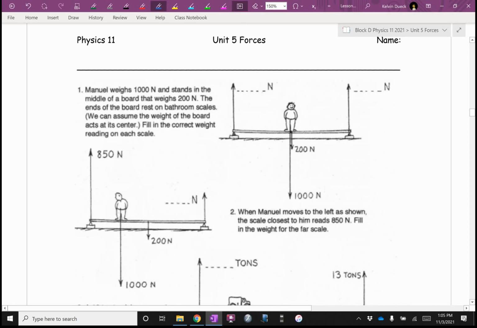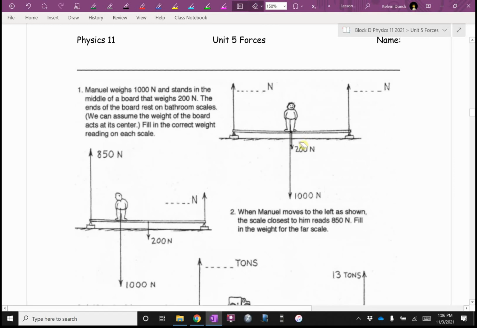Here's how I know. Look at this. Is Manuel and the board sinking into the ground like quicksand? Be obvious. Are they sinking into the ground like quicksand? Everybody? No. Are they flying into the air like Superman? Everybody? You know what that means? That means the forces must be, I'm looking for a word that starts with letter B. The vertical forces are balanced.